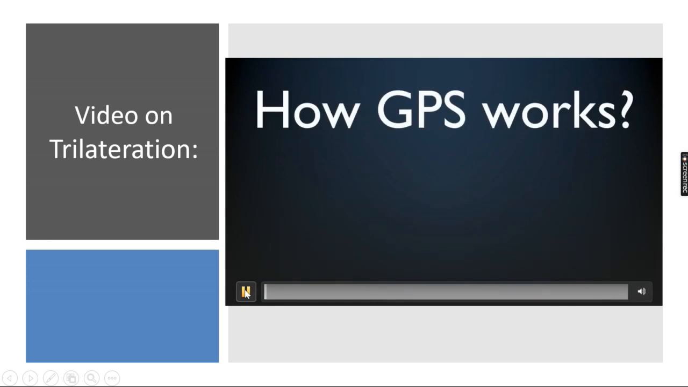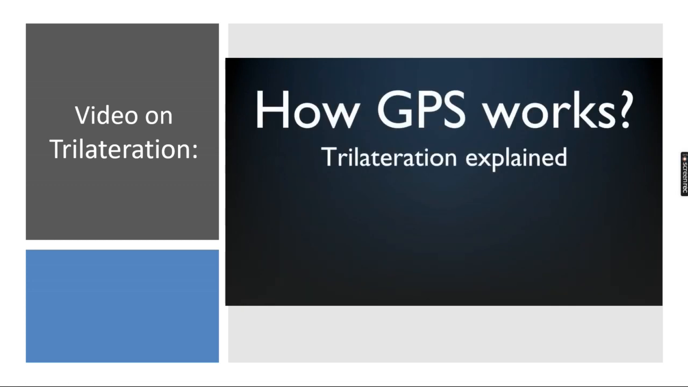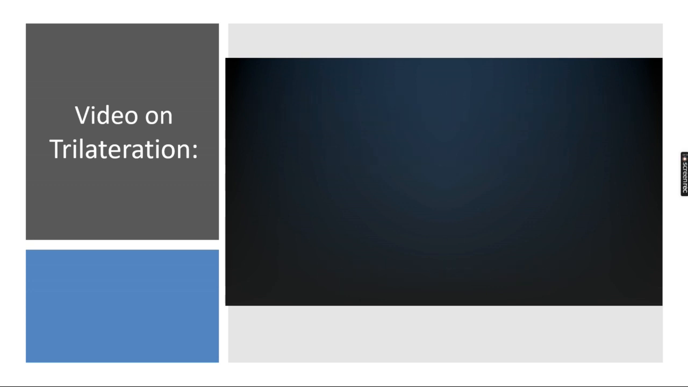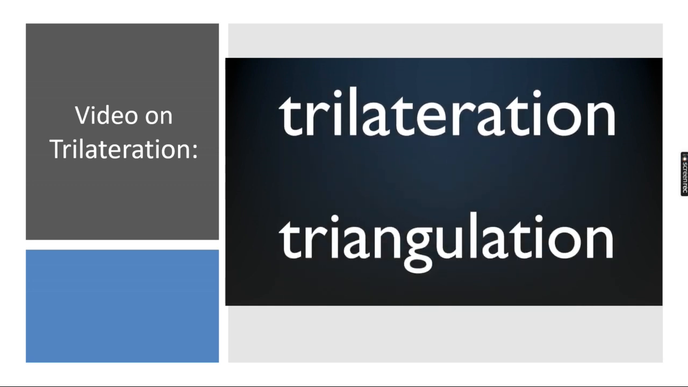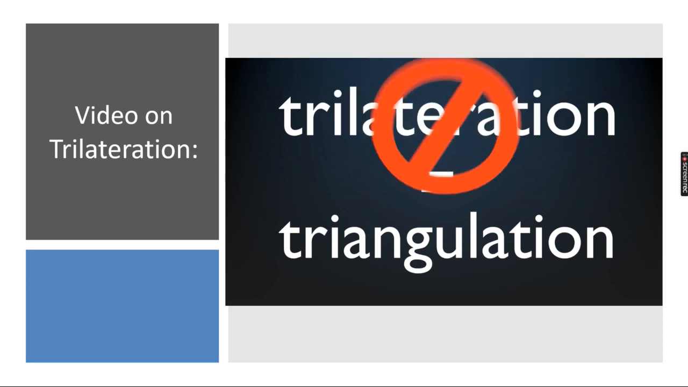How GPS works. Trilateration explained. Have you ever wondered, how does the global positioning system work? I guess you did if you're watching this video. GPS uses a method called trilateration. It seems to be widely confused with triangulation, but triangulation requires measuring angles, while trilateration is based upon measuring distances.